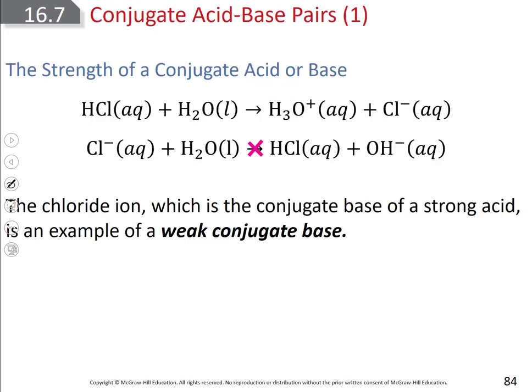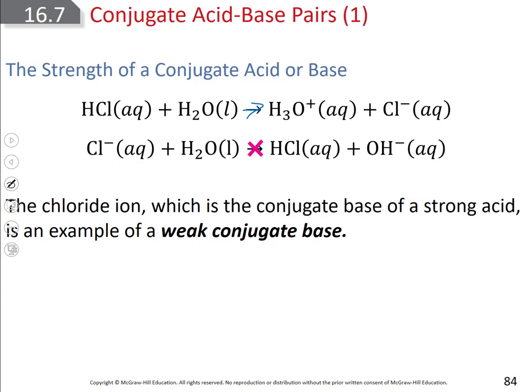So, for example, let's look first at a strong acid, HCl. HCl is a strong acid, so it ionizes completely, so this reaction arrow is going one way, not at equilibrium. If the reaction is one way, the reverse reaction would not occur. So the chloride ion, which is the conjugate base of hydrochloric acid, would not react with water to make HCl and hydroxide. In this case, chloride ion, the conjugate base of a strong acid, is what we would call a weak conjugate base.